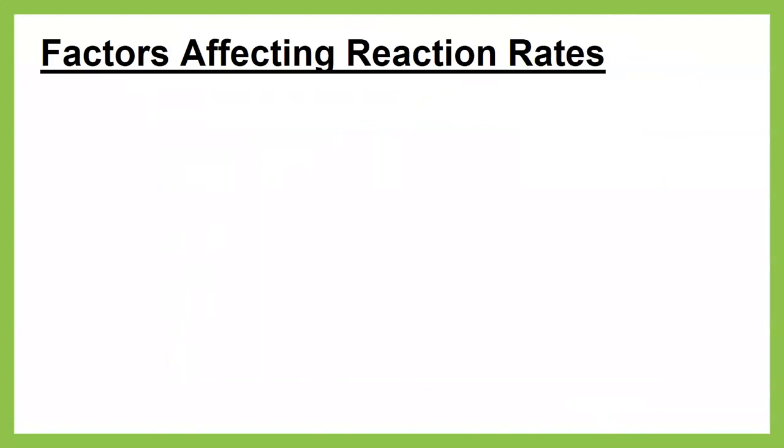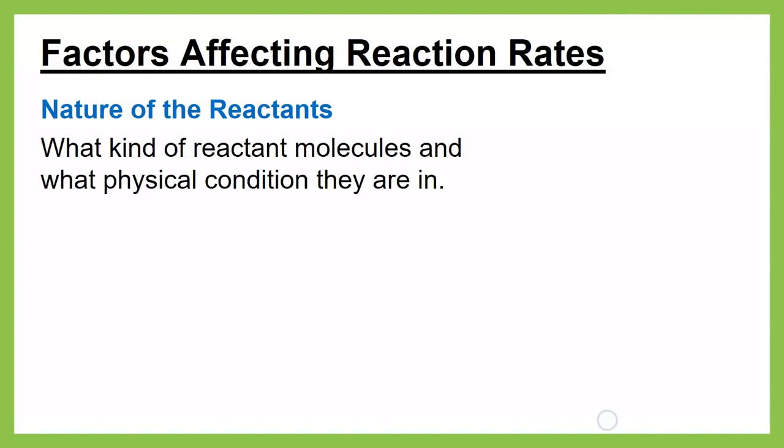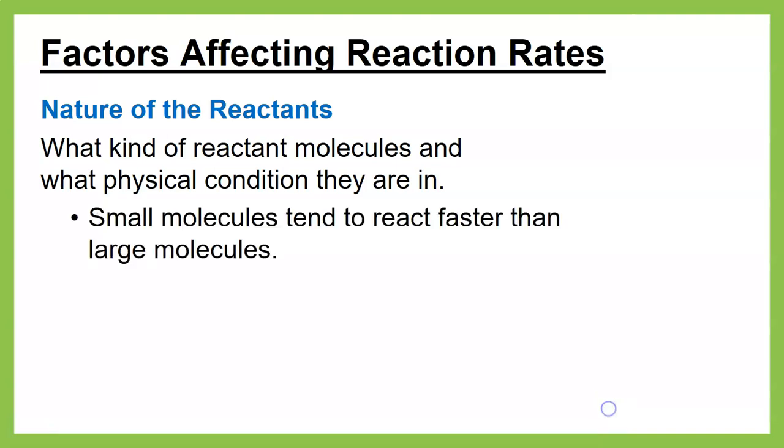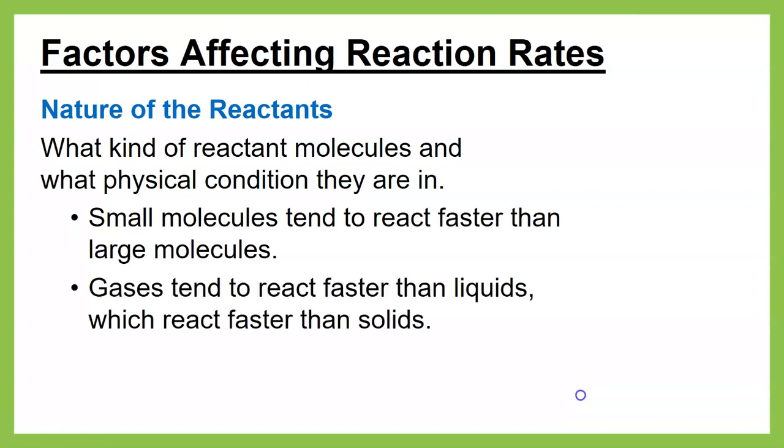Different things can affect the reaction rate. We say the nature of the reactants plays a role. So what kind of reactants do you have? What kind of physical condition are they in? There are all sorts of generalities, like small molecules tend to react faster than big ones. Gases tend to react faster than liquids, which are faster than solids. Remember, whenever we make these kinds of general statements, yes, obviously there are exceptions, but that is far beyond our capabilities of dealing with at this level.